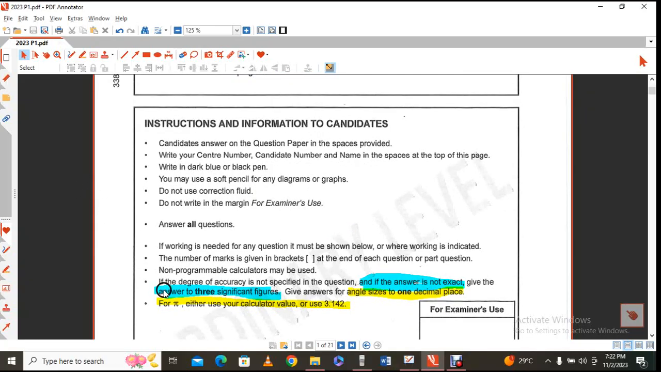The one that I'm interested in is this second last one. They say if the answer is not exact, then the degree of accuracy that you must follow is that you must give your answers to three significant figures. However, if you are working with angles, they must be given to one decimal place. And if there are calculations that involve the value of pi, like for example finding the area of a circle, then you have to use the pi value on your calculator, or they recommend you use the value of 3.142.